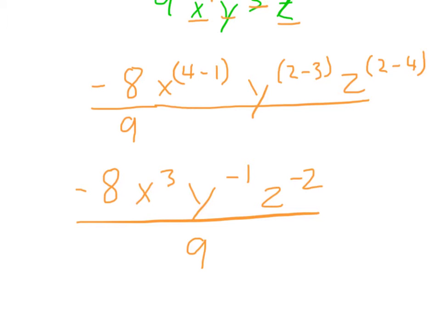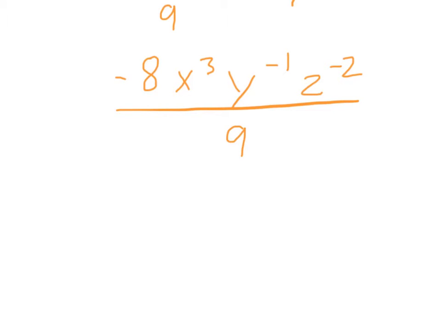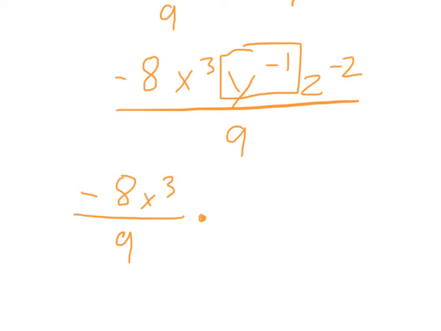Alright, now we're going to break this down into individual fractions. So the negative 8 and x cubed are already simplified, so we'll do that over the 9. And then we'll do times y to the negative 1, and that's going to be 1 over y to the 1, because when you do a negative power, it changes it to the reciprocal. And now we have z to the negative 2, so that's going to be 1 over z squared.